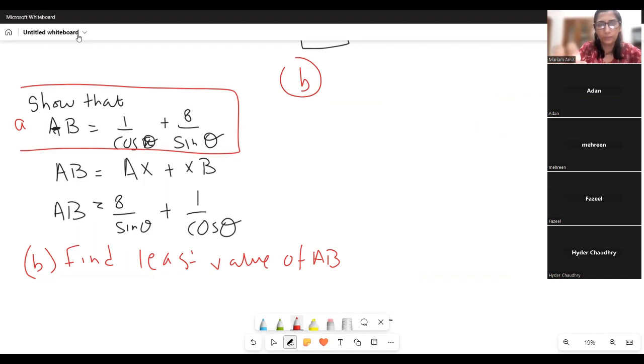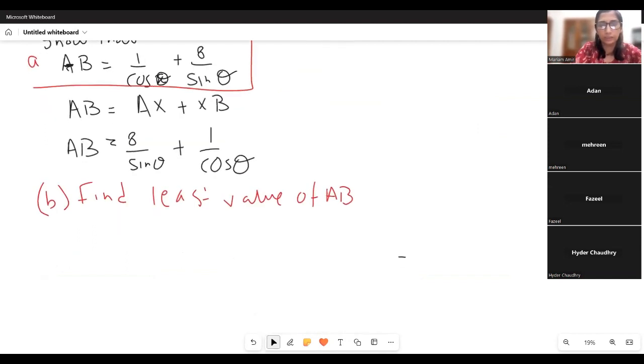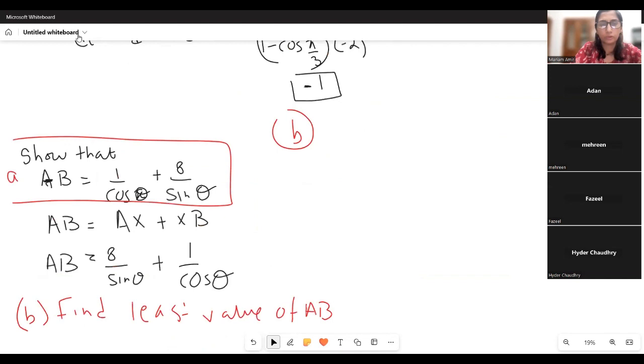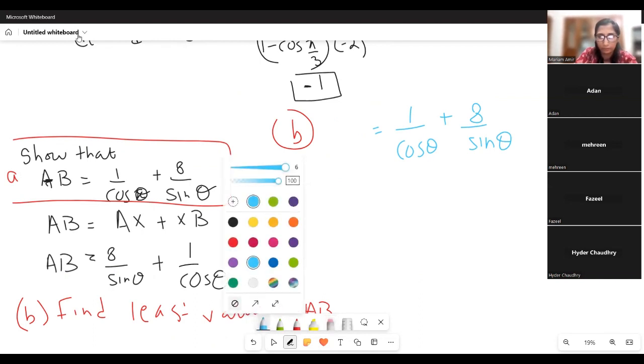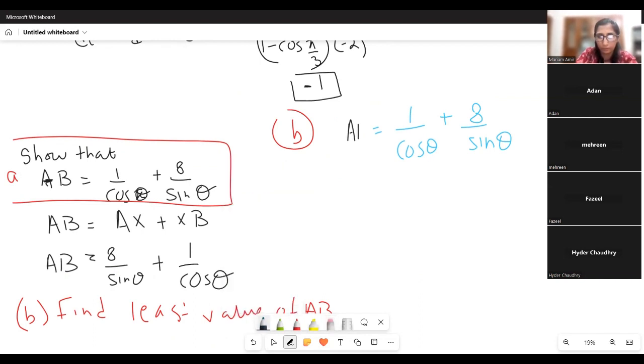So instead of AB, can I write, it's a distance, so I'm just going to write X. Instead of AB, I'm writing X equals 1 over cos theta plus 8 over sine theta. Let's differentiate this. Okay, let's just keep it as AB. This is the distance AB. Differentiate this distance AB with respect to theta because the variable on the right hand side is theta.